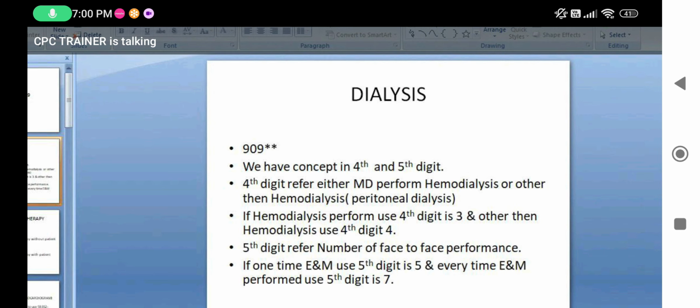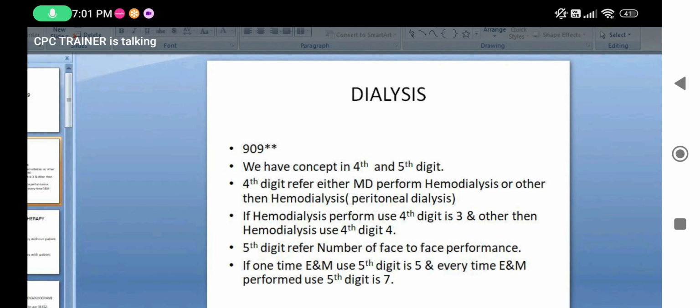Dialysis is a common term, guys. We have a lot of procedures under it: hemodialysis, peritoneal dialysis, like that. If the provider documented hemodialysis alone, we use the number 3 as the fourth digit. For any procedure other than hemodialysis, you use the number 4 as the fourth digit. And next, the fifth digit we code based on the face-to-face performance.